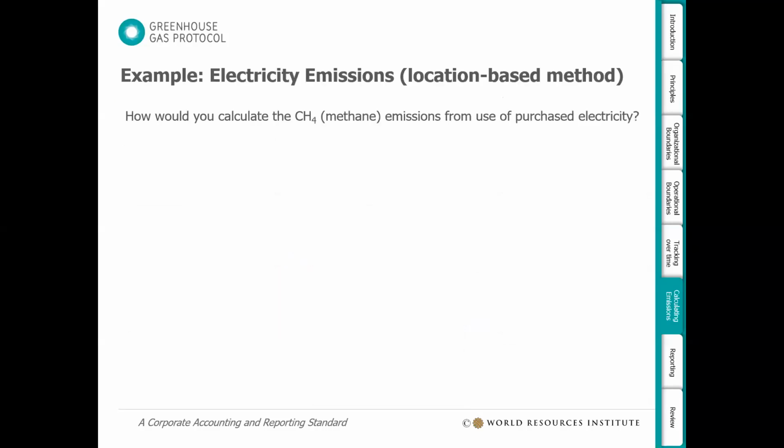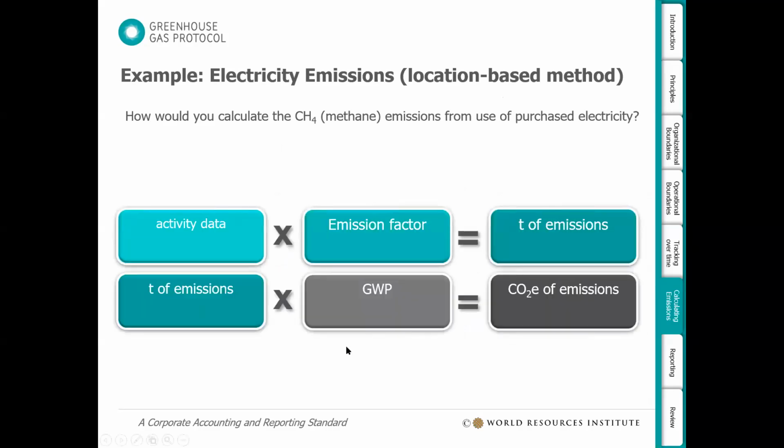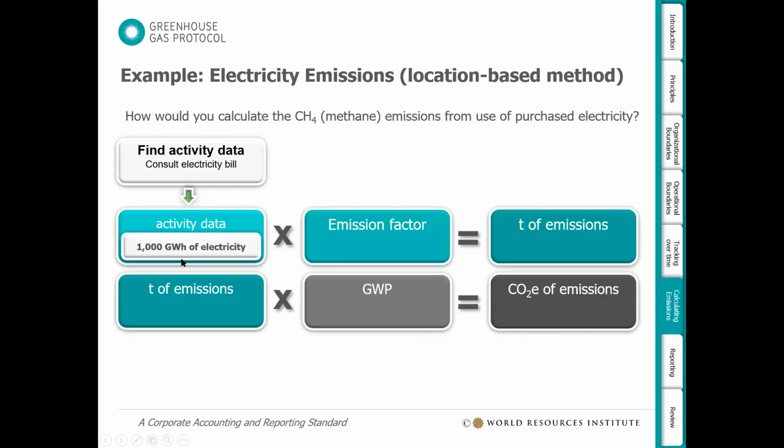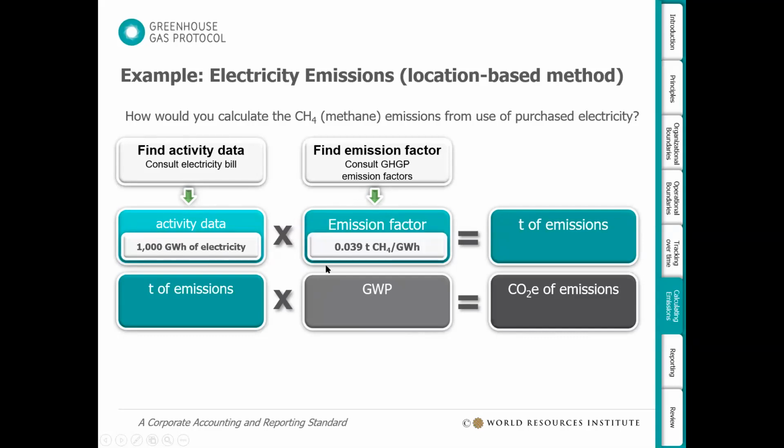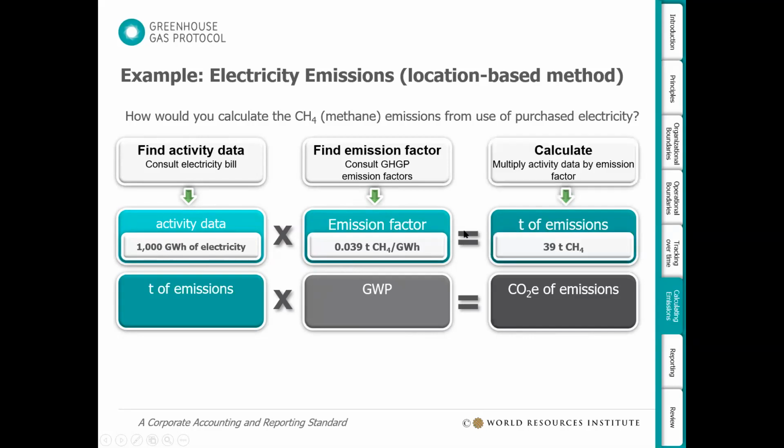Okay. Let's take another example looking at how one would calculate the methane emissions from the use of purchased electricity, this time using the location-based approach. So we consult the electricity bill and determine that the company consumed 1,000 gigawatt hours of electricity. We multiply that by an emission factor for methane. 39 tons of methane were released.